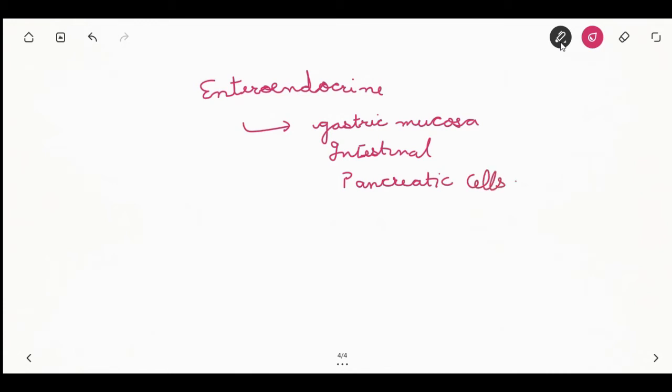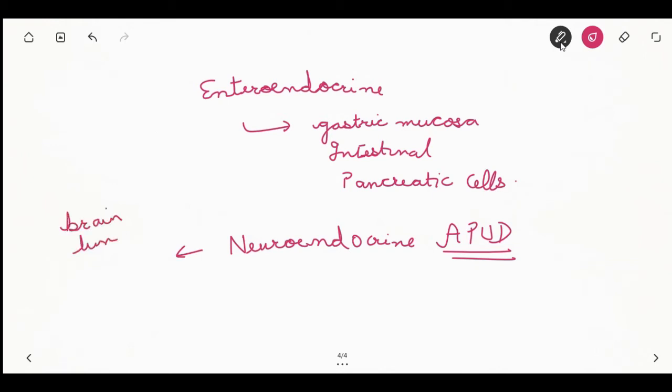Other are the neuroendocrine cells, or APUD cells. The enteroendocrine cells that secrete hormones from amines are known as amine precursor uptake cells, or APUD cells. As we discussed earlier, these types of cells are present in the brain, lungs, and endocrine glands.